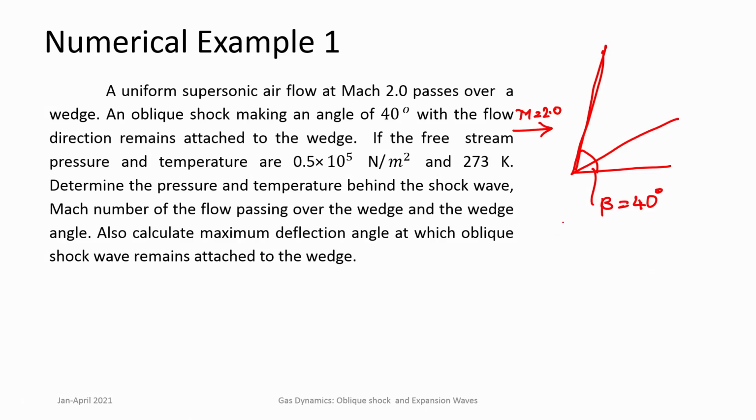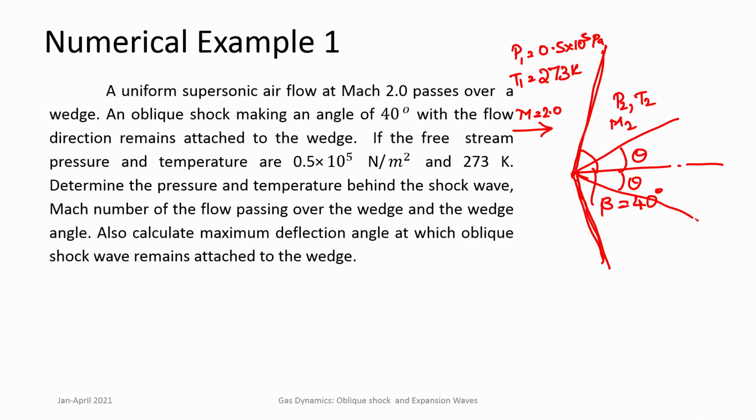The free stream pressure and temperature are P1 is 0.5 times 10 power 5 Pascal and T1 is 273 Kelvin. Determine the pressure and temperature behind the shock wave, the Mach number of the flow passing over the wedge, and the wedge angle. So what is theta? Also calculate the maximum deflection angle at which the oblique shock remains attached to the wedge. A wedge is usually a symmetric profile, so you have both thetas, symmetric about this line. So this is the wave feature that is given. So let us do this problem.